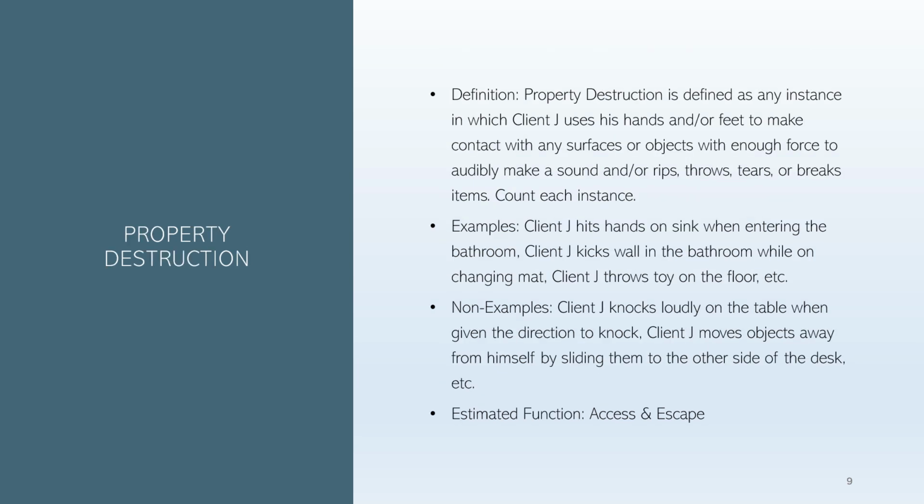The next behavior is property destruction. Property destruction is defined as any instance in which Client J uses his hands and/or feet to make contact with any surface or objects with enough force to audibly make a sound, and/or rips, throws, tears, or breaks items. We count each instance. The estimated function of this behavior includes access to preferred items and escape from demands.